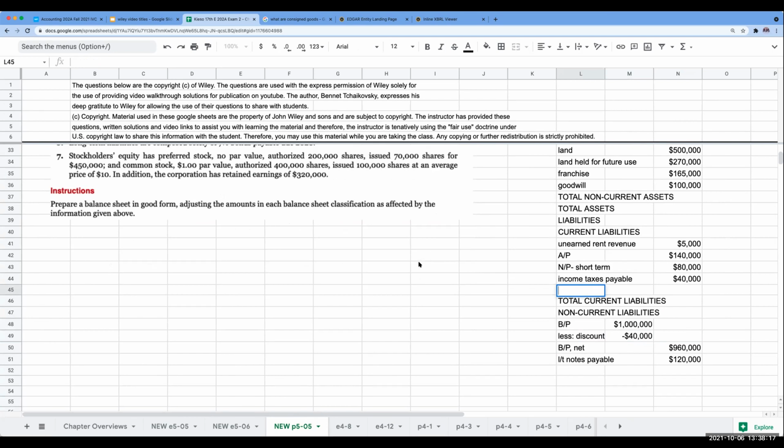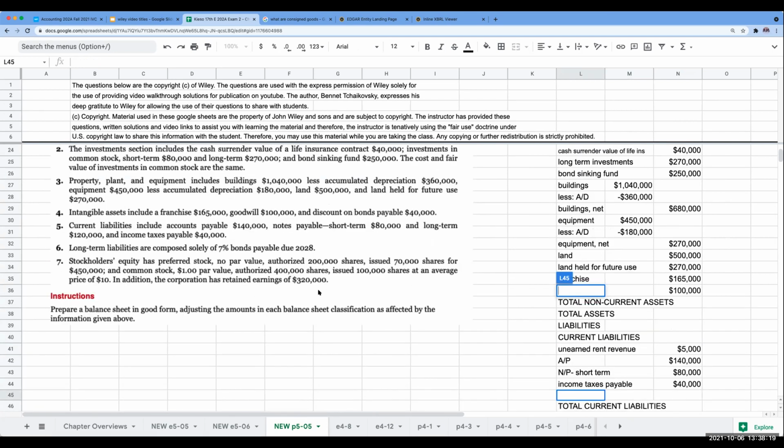Before we total things up, let's finish this problem. So stockholders' equity has preferred stock, no par value, authorized 200,000 shares, issued 70,000 shares for 450. Common stock, dollar par value, authorized 400, issued 100,000 shares at an average price of 10. In addition, the corporation has retained earnings of 320.